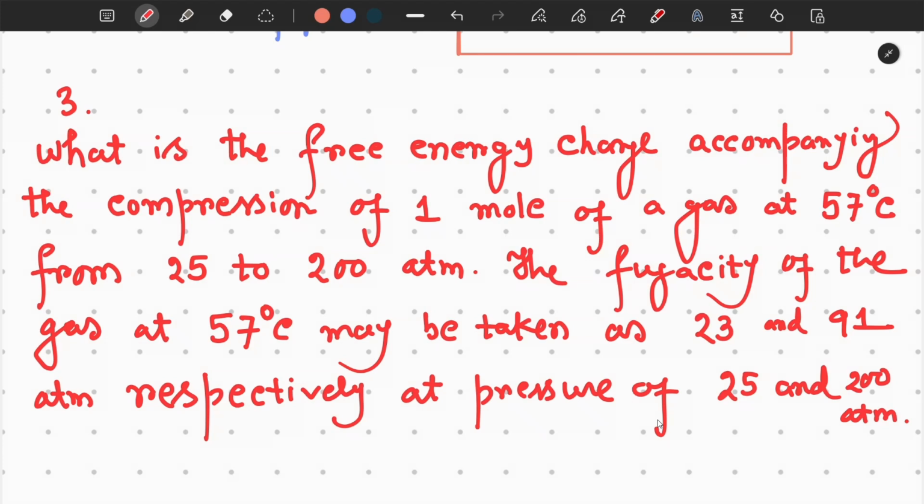Which formula should I use? You have to calculate that DG, right? Yes. Now you can do it. So what is the general relation of DG? VDP minus SDT. That's it. Use it.